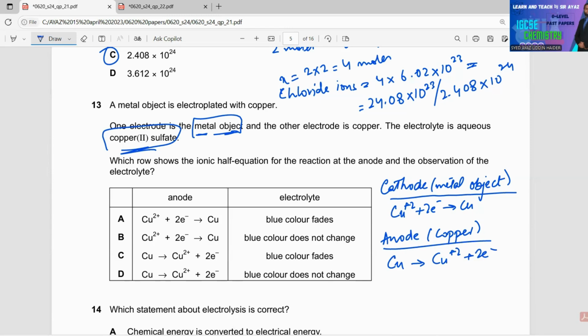So either C is correct or D is correct. A and B are incorrect. Now what will happen to the color of the solution? We are asked about the observation of the electrolyte. The blue color does not fade because the anode is dissolving in order to compensate the loss of Cu2+ ions in the solution. So the blue color does not change. So D must be the right answer in this case.